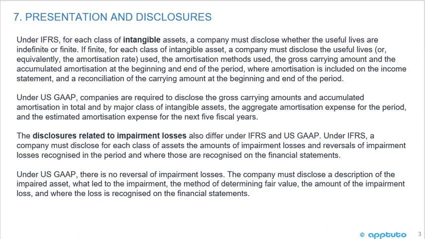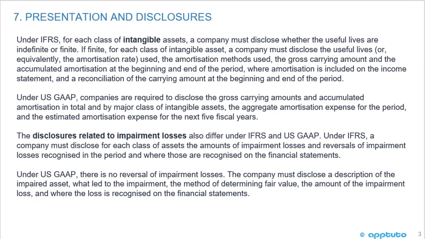Under IFRS, for each class of intangible assets, a company must disclose whether the useful lives are indefinite or finite. If finite, for each class of intangible asset, a company must disclose the useful lives, or equivalently the amortization rate used, the amortization methods used, the gross carrying amount, and the accumulated amortization at the beginning and end of the period, where amortization is included on the income statement, and a reconciliation of the carrying amount at the beginning and end of the period. Under U.S.